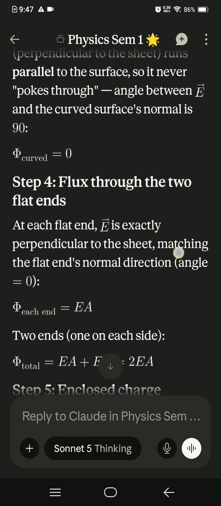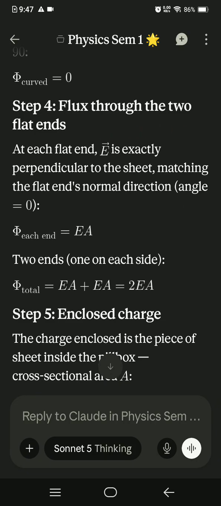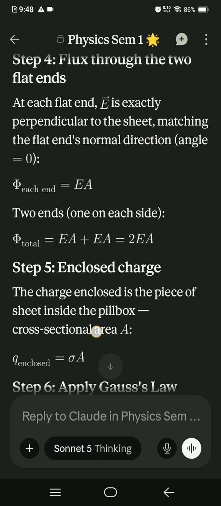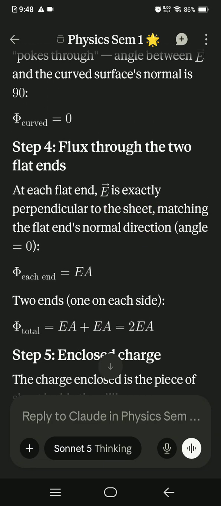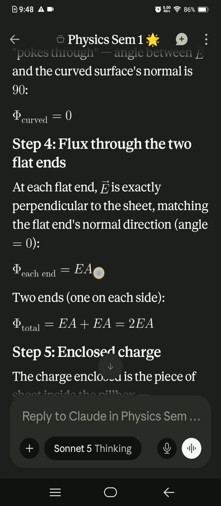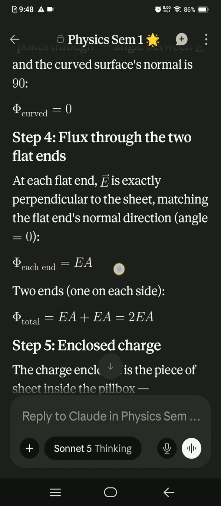Step 4 is flux through the flat ends. At each flat end, E is exactly perpendicular to the sheet. Now at the flat ends E is parallel to the normal, matching the flat end's normal direction. Angle is 0, cos 0 is 1, so the flux is EA.